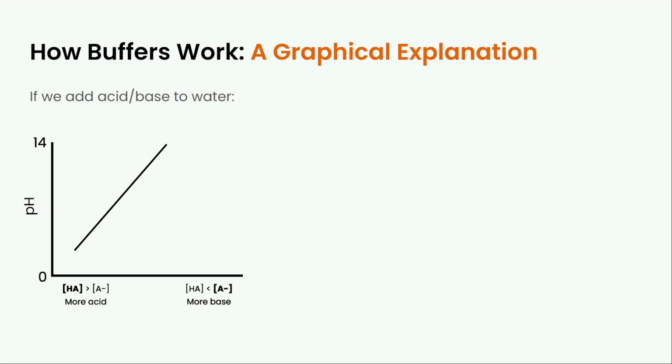So let's try and add some graphs to this then. Let's try and explain it in a more visual way. So here we're adding some acid or base to water. We've got this graph with pH on the y-axis and the concentration of our buffer acid and its conjugate base on the x-axis. So here I've got it written as HA and A minus, but in your head you could think of this as acetic acid and acetate or whatever you like.